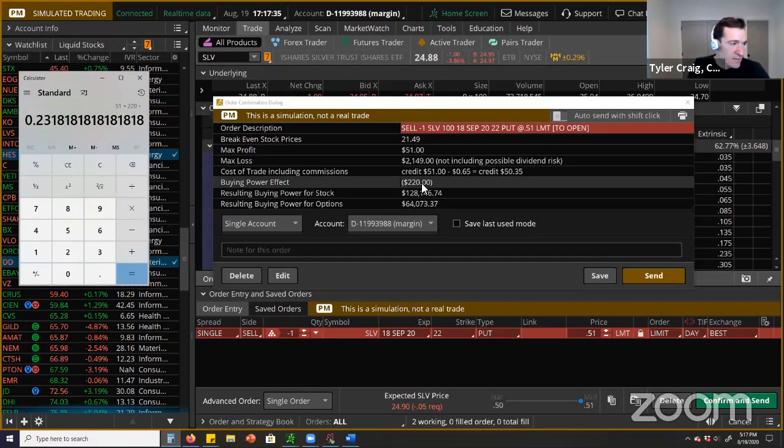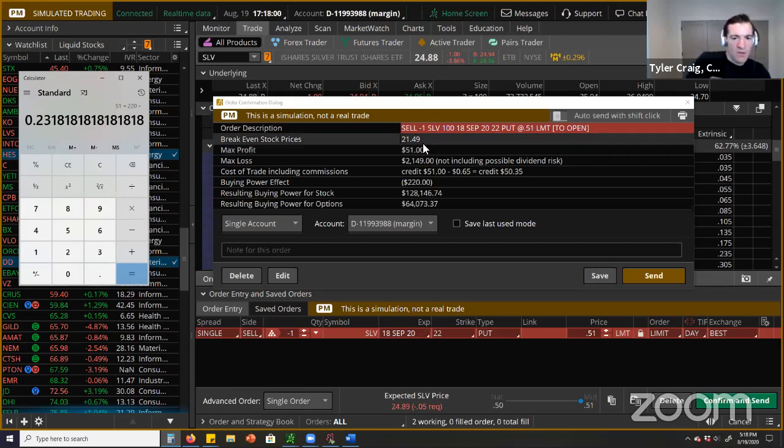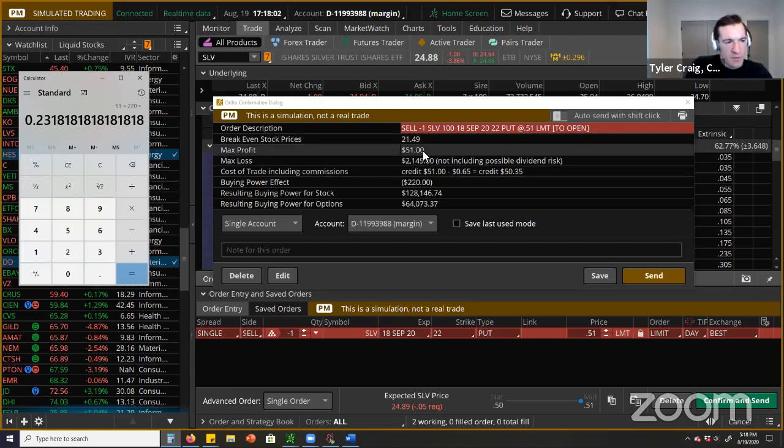That's not bad. So in Thinkorswim lingo, the buying power effect is the margin requirement, the collateral, the initial amount of money you have to put up to do the trade. They will take that 220 of your dollars and hold it aside while you're in this trade, and then they relinquish that when you get out of the trade. So those are the basic numbers here.